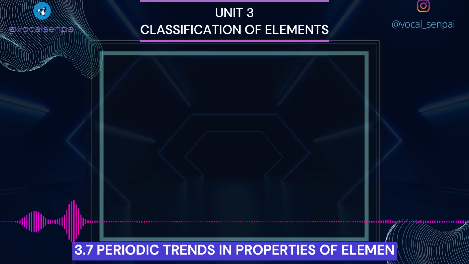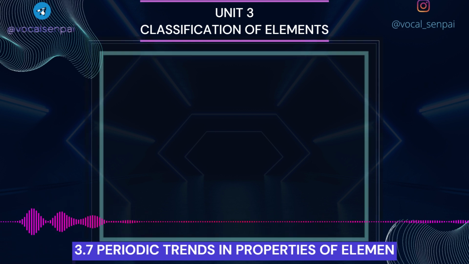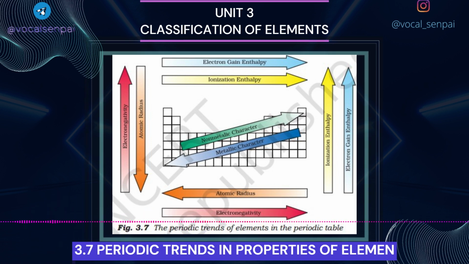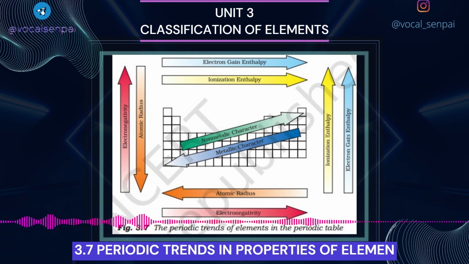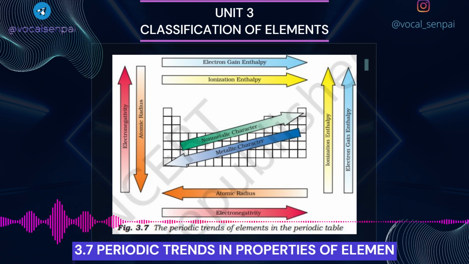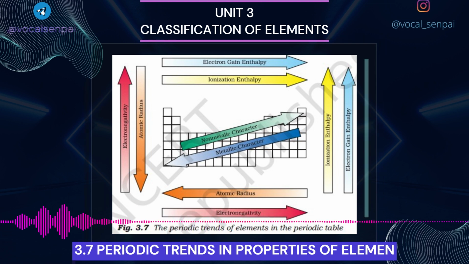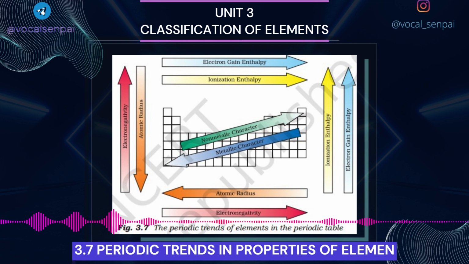Thus, the increase in electronegativities across a period is accompanied by an increase in nonmetallic properties or decrease in metallic properties of elements. Similarly, the decrease in electronegativity down a group is accompanied by a decrease in nonmetallic properties or increase in metallic properties of elements. All these periodic trends are summarized in Figure 3.7.